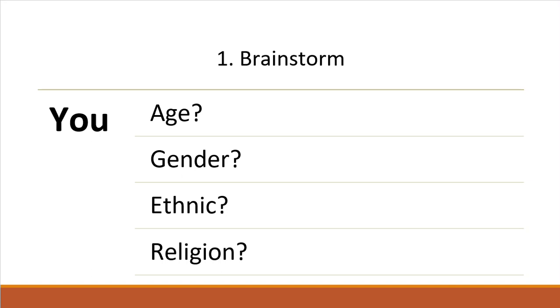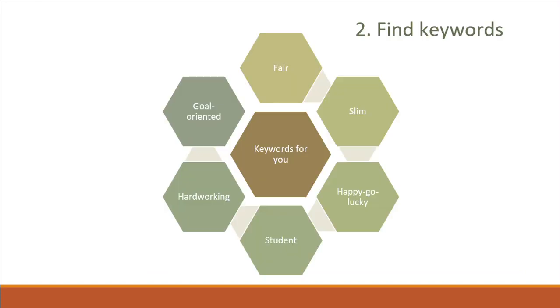Love reading, love watching TV, reading novels, right? Anything about me. I just throw out all the ideas about myself. Okay, that is brainstorm. This second one is find the keyword. For example, this one: happy-go-lucky student, hardworking, goal-oriented, fair, slim. This is about physical, right?